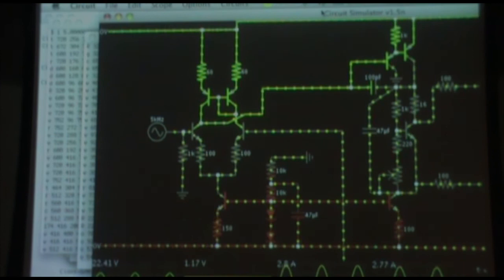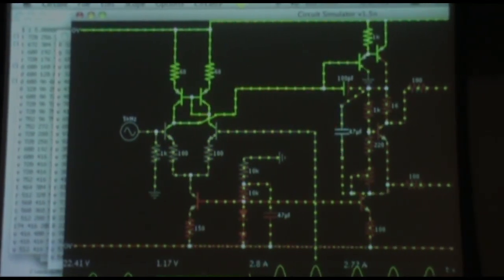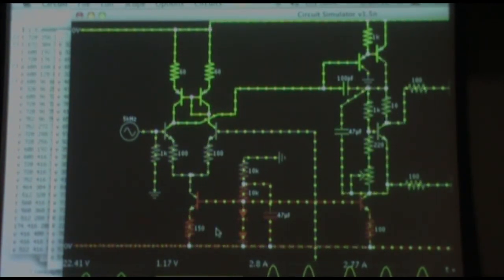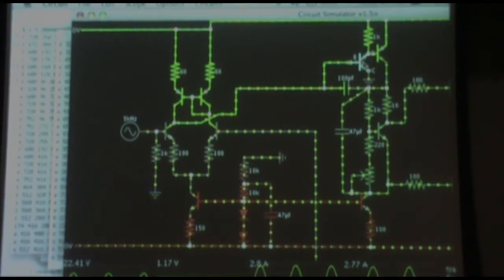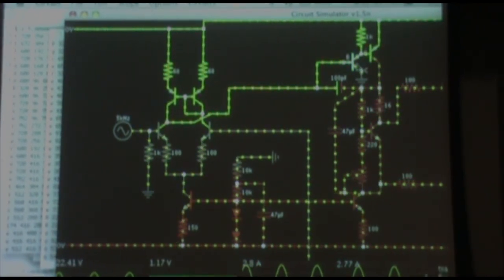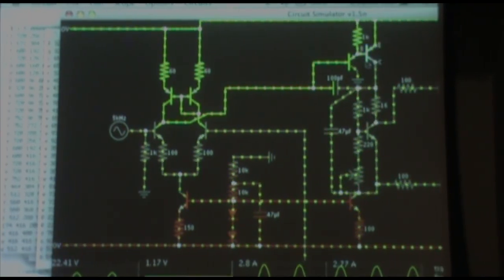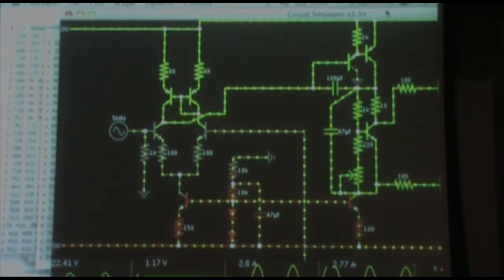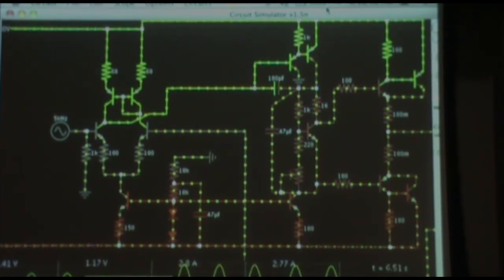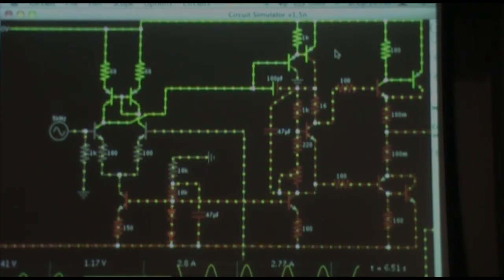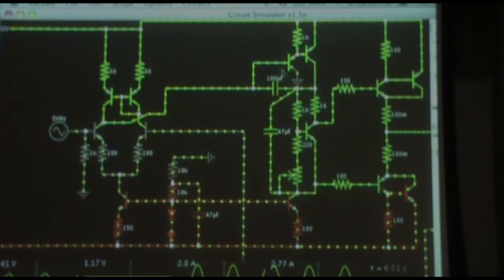The second stage, so this is the first block in the amplifier. The second stage in the amplifier is a common-emitter section. In this case, it's actually sort of a Darlington. It's an emitter follower followed by a common-emitter. It's not really a Darlington. But this is still a Class A amplifier.